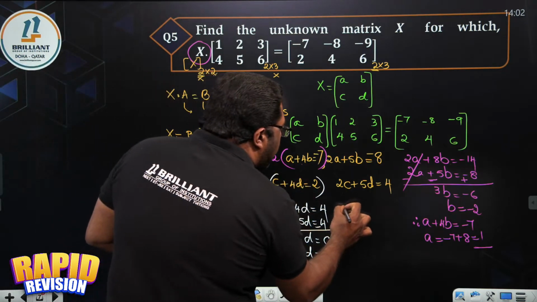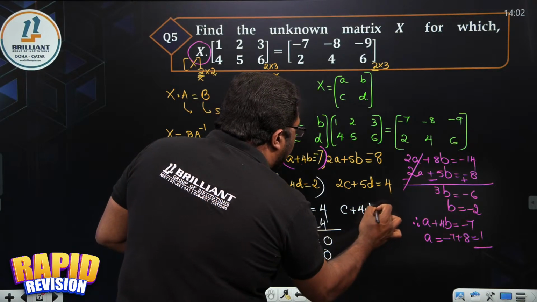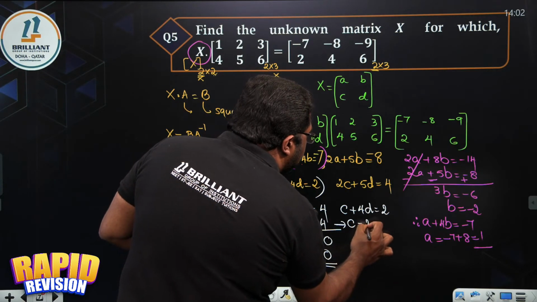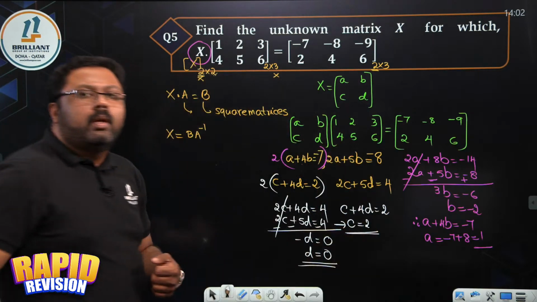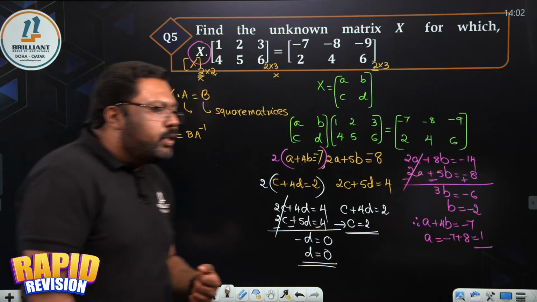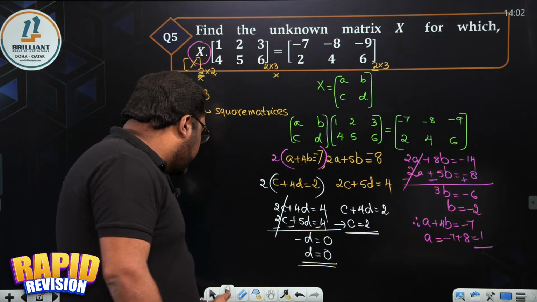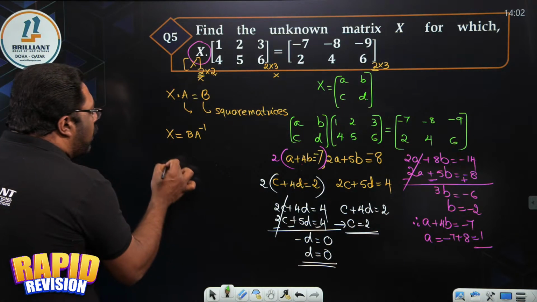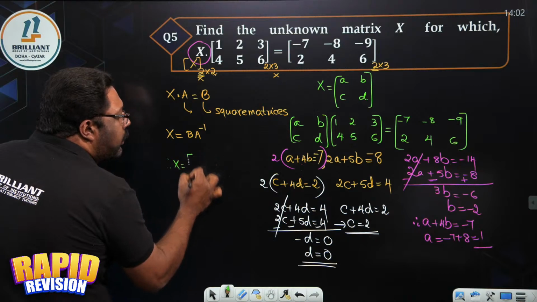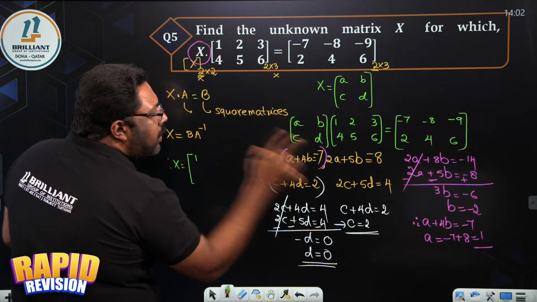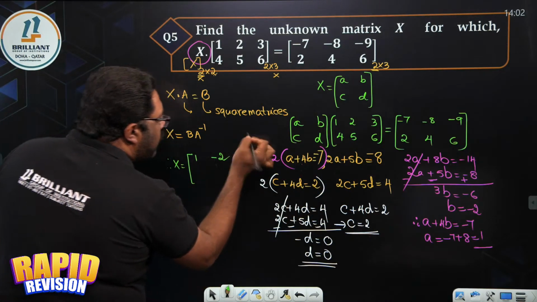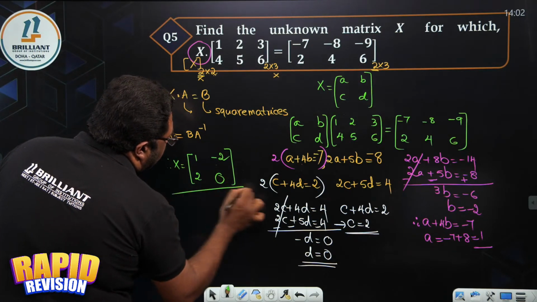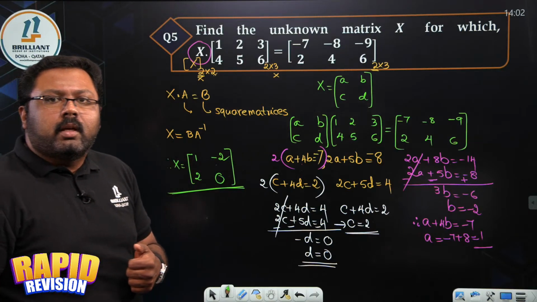Substitute that somewhere. C plus 4D equal to 2. D is 0. So I can say implies C is equal to 2. Very good, Dhruvil. Right answer. Okay. From this we can conclude what's the final answer for the unknown matrix X. X is equal to A, which is 1, B, which is minus 2, C, which is 2, and D, which is 0. Very good question for 2 marks.